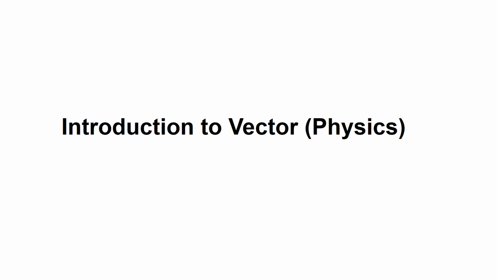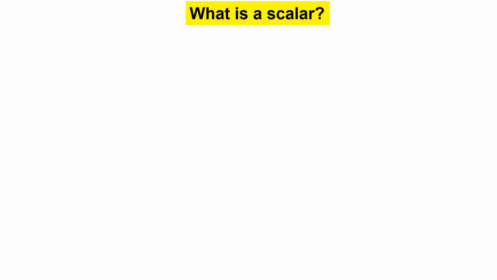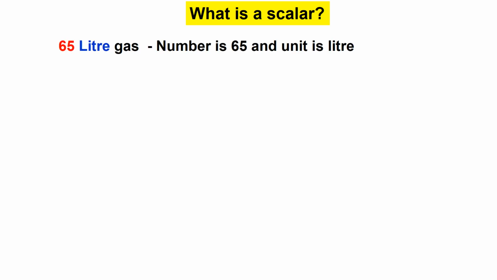In this video, I will explain what vectors are. There are many familiar physical quantities associated with a single number and unit. As an example, a gas cylinder can hold 65 liters of gas. In this case, 65 is a number and liter is a unit of measurement.